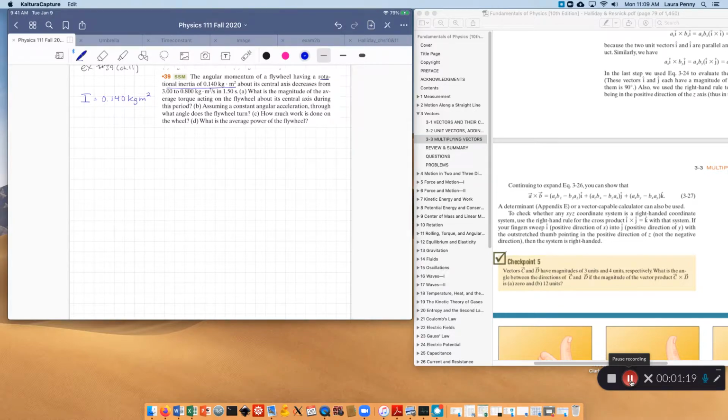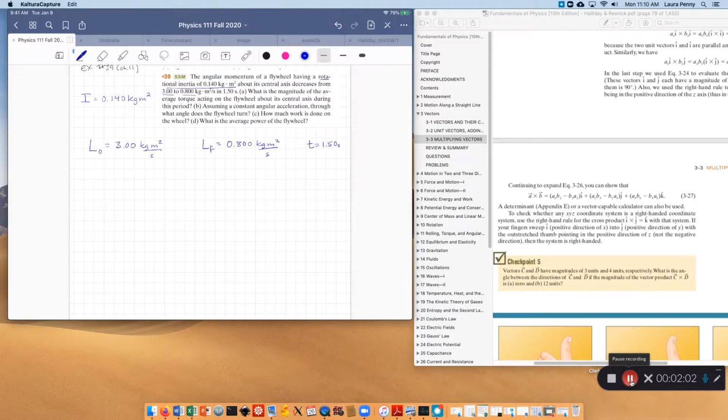And it's moving around, so it says the angular momentum about its central axis decreases from 3 to 0.8, and then it's got these units, kilogram meter squared per second. So this is angular momentum initial is the 3 kilogram meter squared per second, and the angular momentum final is 0.8 kilogram meter squared per second. And again, you have to put the units in the whole time. And the time it takes to do this is 1.5 seconds.